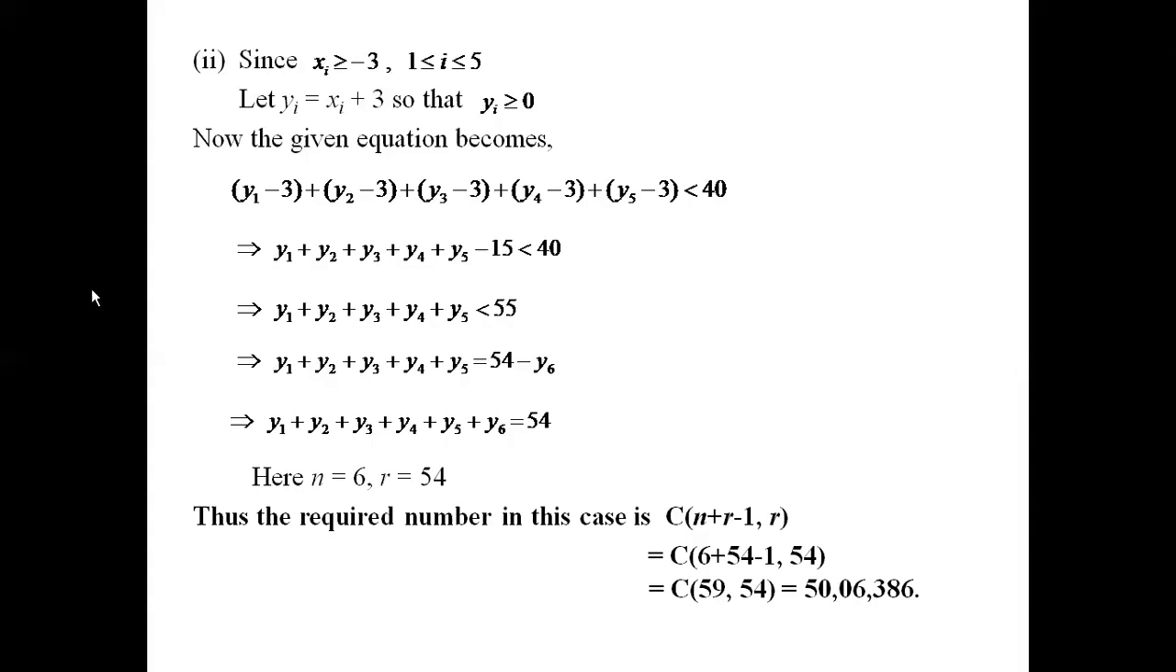So this is how we can solve problems on combinations with repetitions. Hope you all enjoy these problems. Thank you.